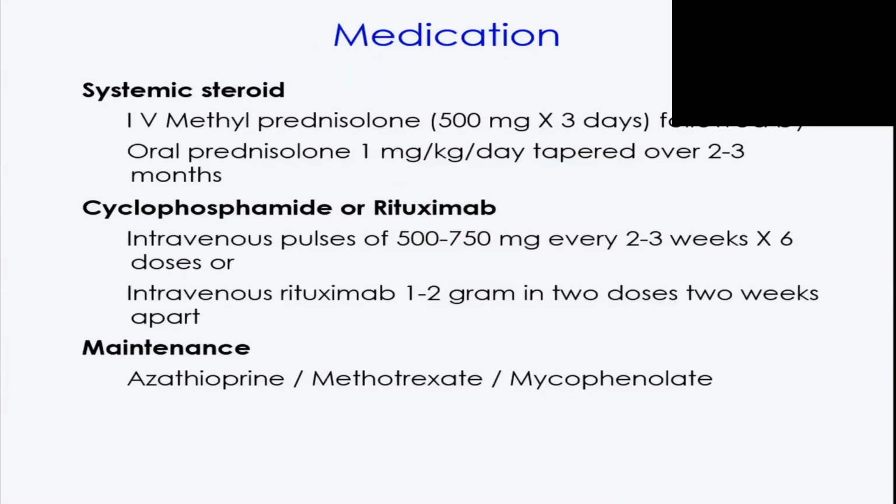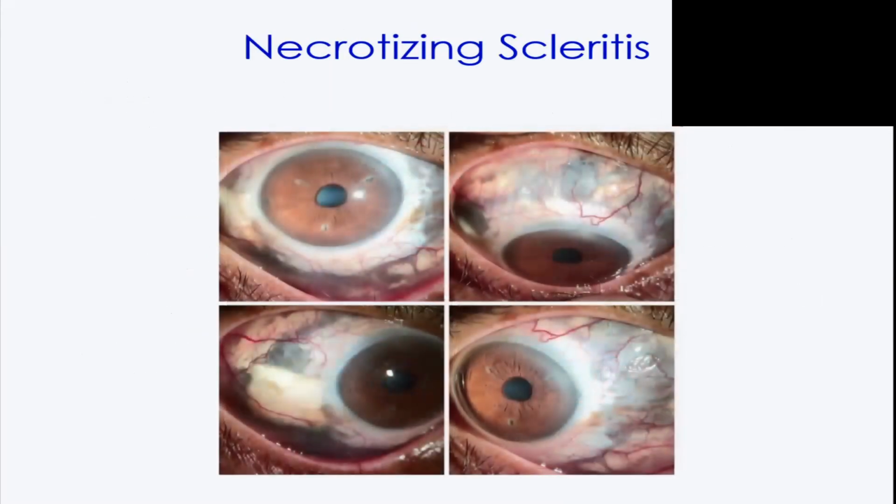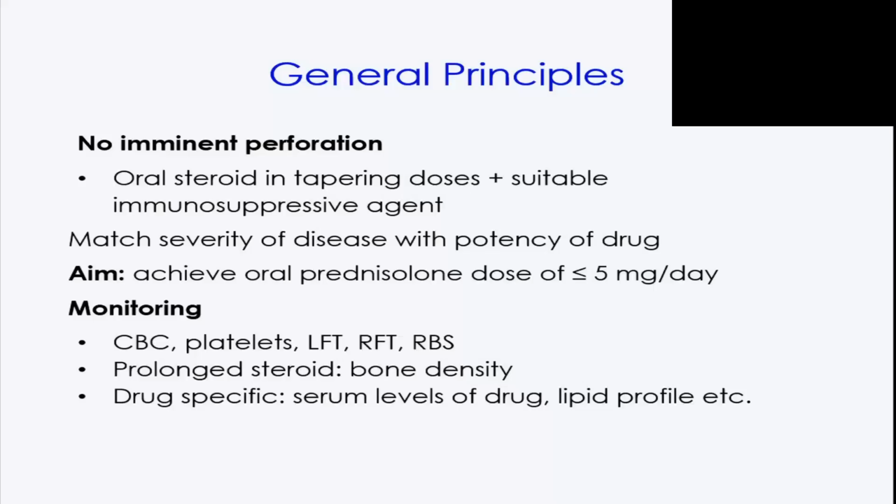So here this is the regime that I used. So IVMP 500 milligrams for 3 days, followed by oral prednisolone 1 milligram per kg, and this is tapered over 2 to 3 months. The patient is given pulses of intravenous cyclophosphamide, and once the eye is quiet, one can shift to a milder drug. And then with appropriate therapy, it quietens down. So you don't really need surgery, even for cases where you feel that it's a very bad case.